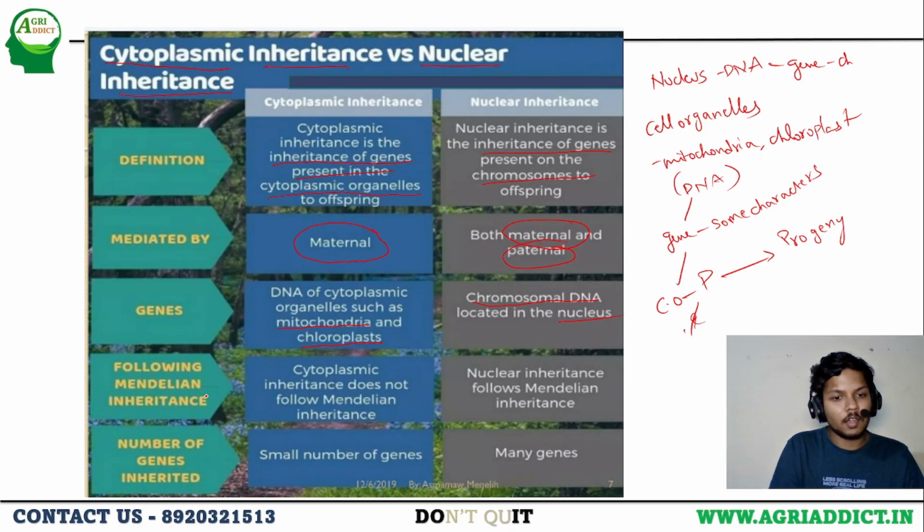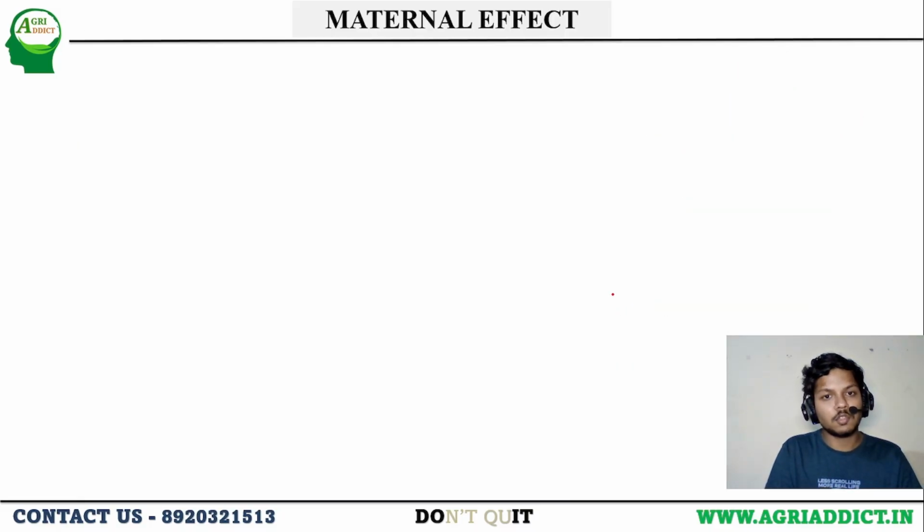And Mendelian inheritance, which follows Mendel's laws. As you all know, nuclear inheritance follows Mendel's laws, like the 3:1 ratio, the 1:2:1 ratio, like this. Nuclear inheritance follows Mendel's laws. But cytoplasmic inheritance does not follow Mendel's laws. Let me show you.